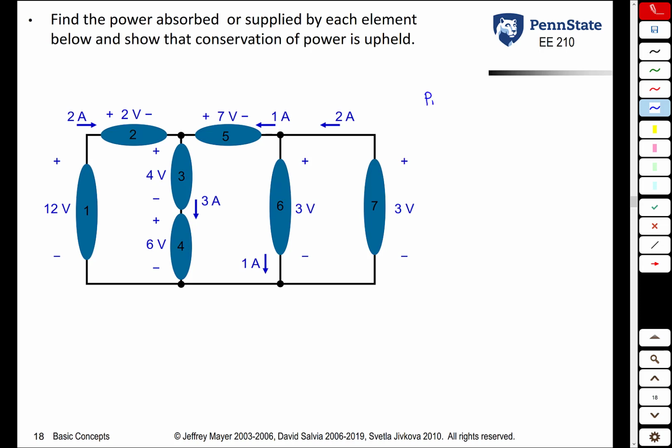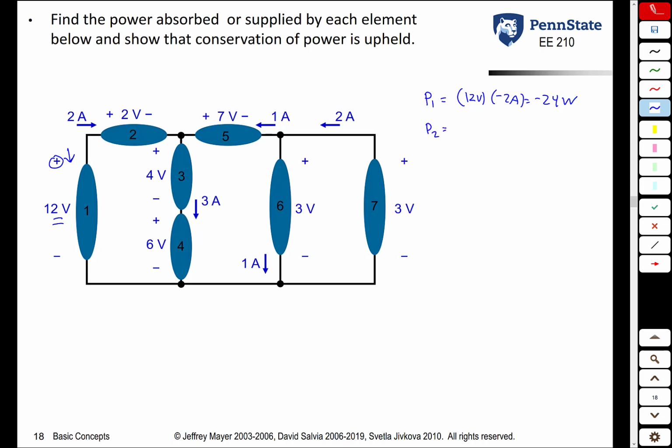So first element here, we have 12 volts across it. And then the current into the plus terminal would be the current in this direction. Since we have 2 amps leaving that terminal, you have negative 2 amps entering the terminal, or minus 24 watts. So element 1 is actually supplying power.